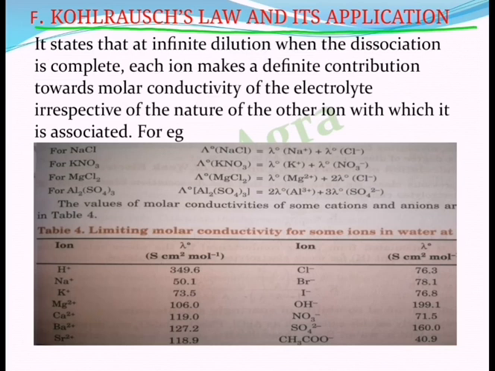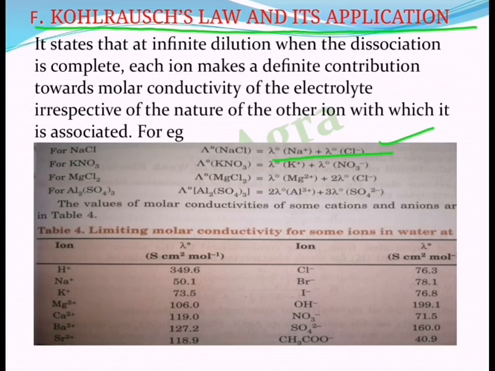Okay, this means when the salt is completely dissociated in the solution at infinite dilution, the total molar conductivity is equal to the sum of the molar conductivities of the individual ions produced by the dissociation of that salt. For example, in the case of NaCl, the molar conductivity at infinite dilution is equal to the sum of lambda naught m of Na and lambda naught m of chloride ion, that is, the sum of sodium ion and chloride ion.